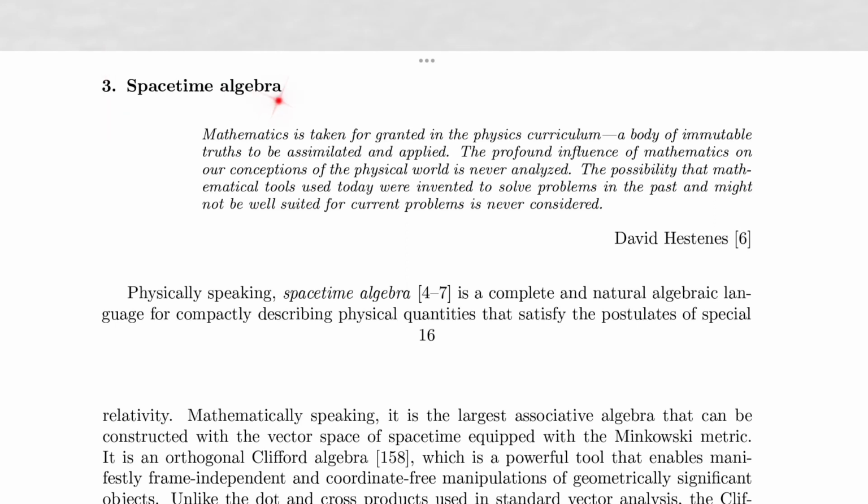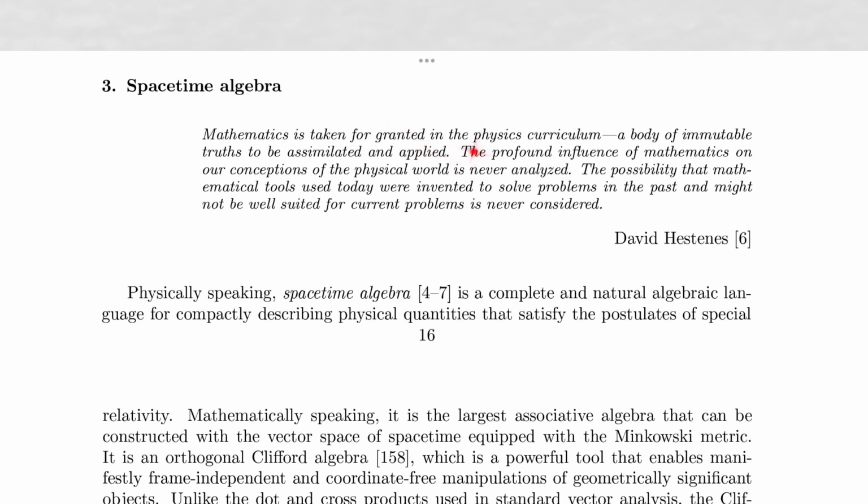Here's section 3, and let's begin with this quote by David Hestenes. I don't know exactly how to pronounce his name. I should check. Hold on. Okay, so I found a lecture by him, and he pronounces it David Hestenes. And let's have a quick look at what he says.